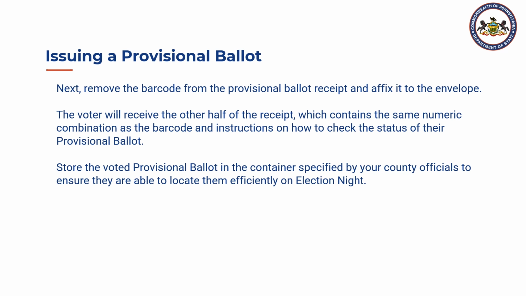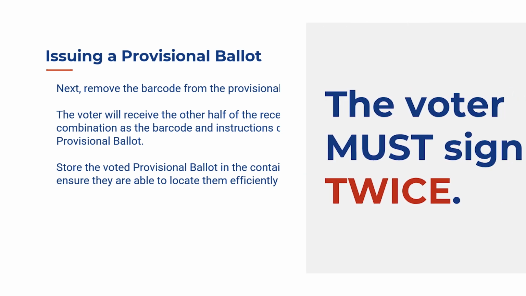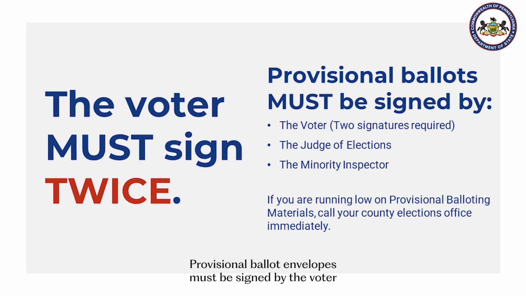Store the provisional ballot in the container specified by your county officials to ensure they are able to locate them efficiently on election night. Provisional ballot envelopes must be signed by the voter in sections 2 and 4. The judge of elections and minority inspector must also sign. If any of these signatures are missing, the provisional ballot could be rejected.